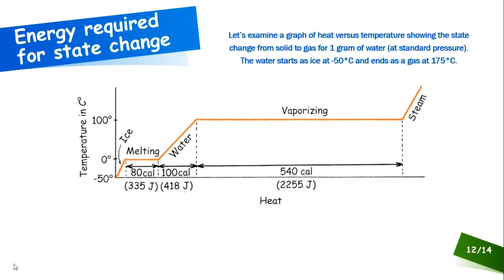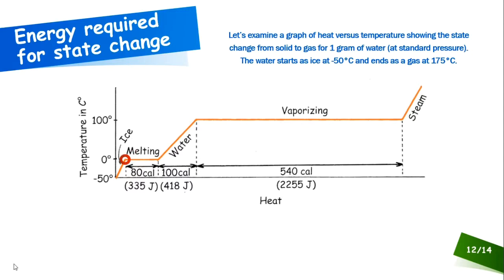Let's look at an example involving water to illustrate what we've just learned. So here we've got a graph that's showing the heat versus temperature as we do a state change from solid to gas. We've got 1 gram of water at standard pressure, and we're going to start at the origin of our graph there, negative 50 degrees centigrade. We put heat into our system, the 1 gram of water, and we raise its temperature to 0 degrees Celsius. So now we're here at this point on the graph.